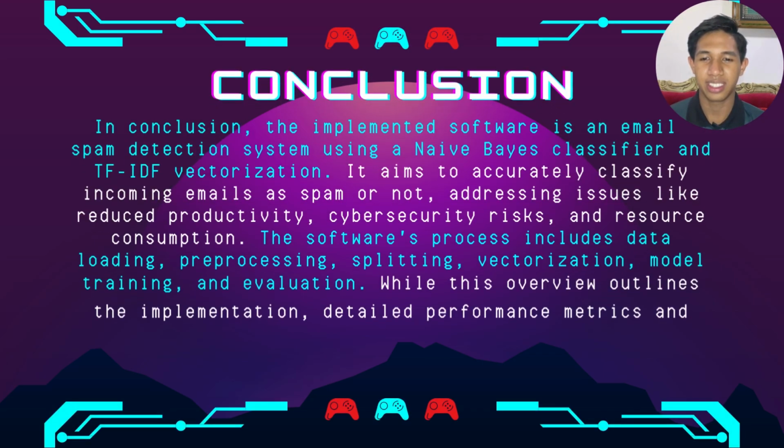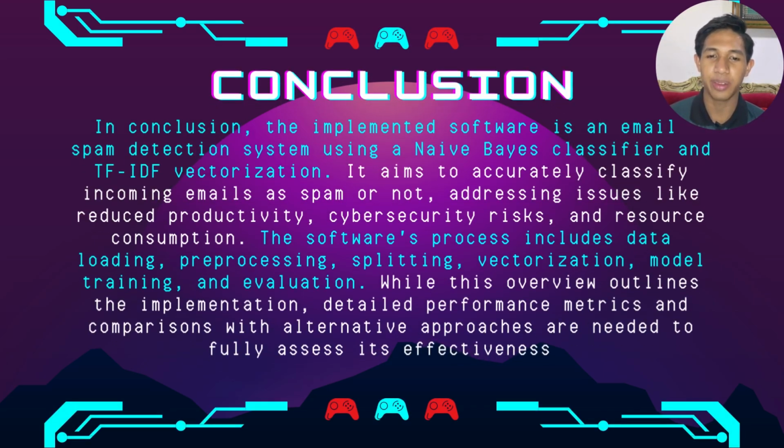In conclusion, the implemented software is an email spam detection system using a naive Bayes classifier and TF-IDF vectorization. It aims to accurately classify incoming emails as spam or not, addressing issues like reduced productivity, cybersecurity risks, and resource consumption. The software's process includes data loading, preprocessing, splitting, vectorization, model training, and evaluation.